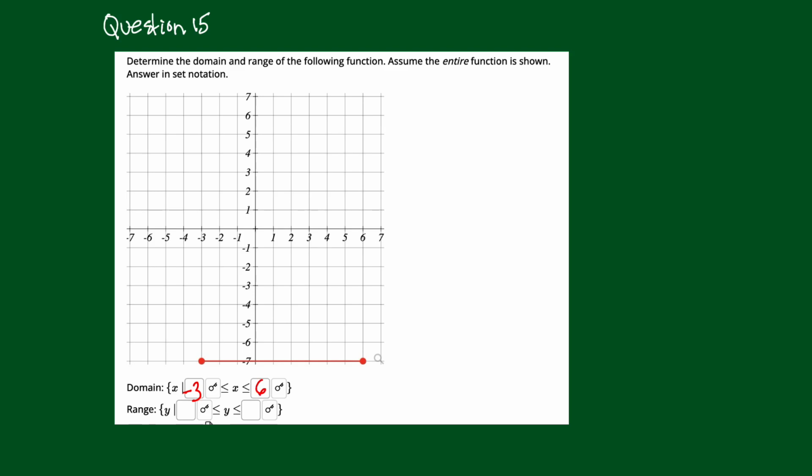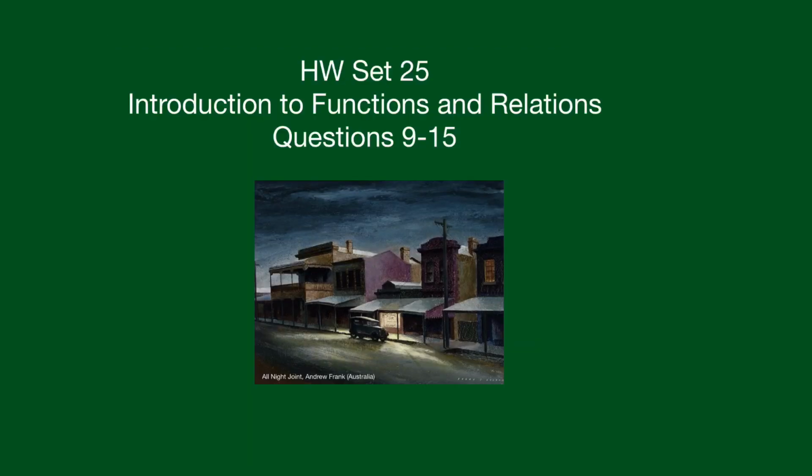And the range values, these are all the y values. Now the y values, it looks like this is a horizontal line. There's only one y value, and it's down here at -7. So the y values are going to be, well, this is awkward. This is just an awkward way of doing it, but I guess there's no other way to write this. -7 less than or equal to y less than or equal to -7. Or how about just, here's the range, -7. And that closes out all the problems here in homework set 25.